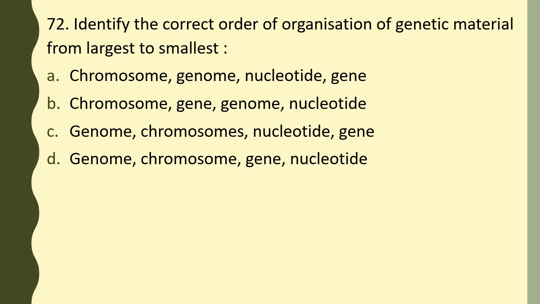Question number 72. Identify the correct order of organization of genetic material from largest to smallest. Chromosome, genome, nucleotide, gene; chromosome, gene, genome, nucleotide; genome, chromosome, nucleotide, gene; genome, chromosome, gene, nucleotide. Correct order of organization of genetic material from largest to smallest. Correct answer is option D. Genome is the largest, followed by chromosome, genes and nucleotide.